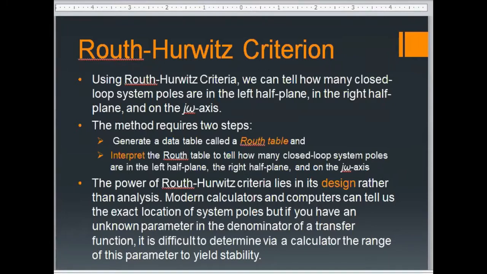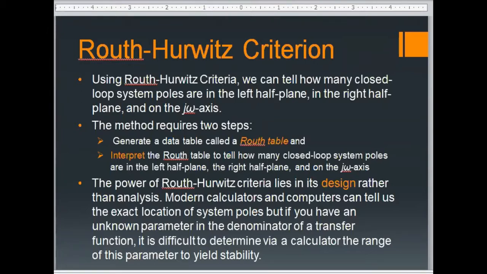Again, the purpose of it is to determine the stability of your system, and it tells you how many poles are on the left half plane, how many on the right half plane, and how many along the jw axis. One question that might come to your mind: if the position of the poles determines the stability or instability of the system, there are calculators and computer programs that can easily calculate the roots of any given polynomial, right? So why are we still using the Routh-Hurwitz criteria?